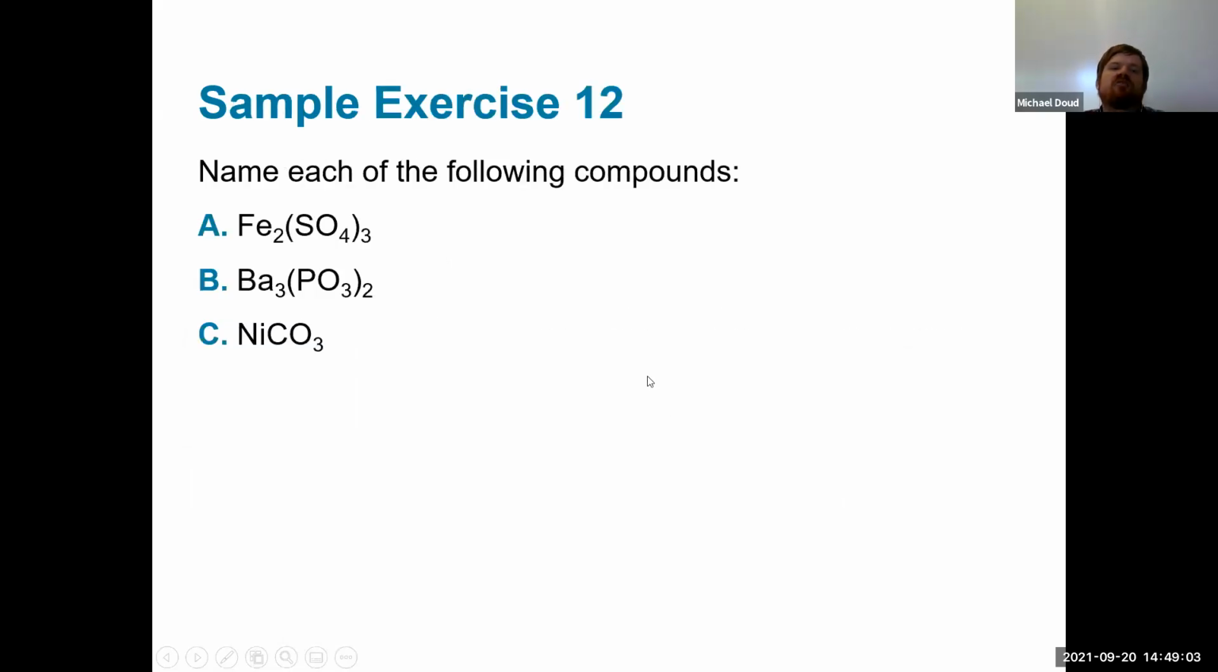Okay, last group in here, sample exercise number 12. Name each of the following compounds. We've got A, B, and C. Actually, we're going to do this as our graded lecture discussion this week. So we're going to end the video now. And in the comments down below, I want you to answer sample exercise number 12. Give me your answers and let me know if you have any questions as well.